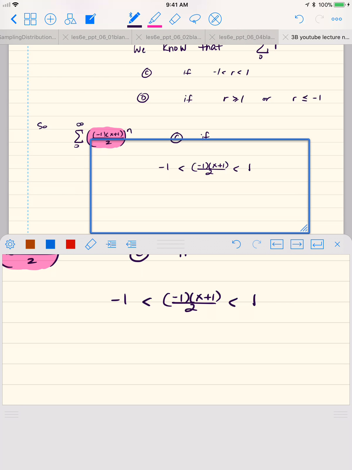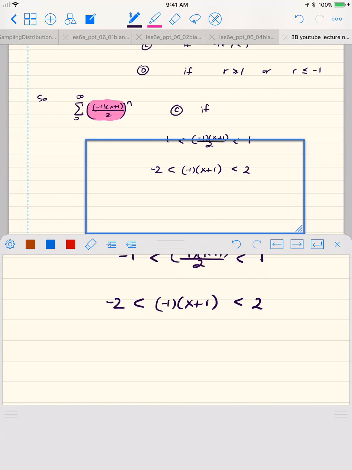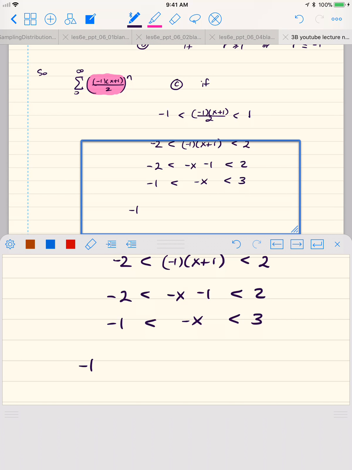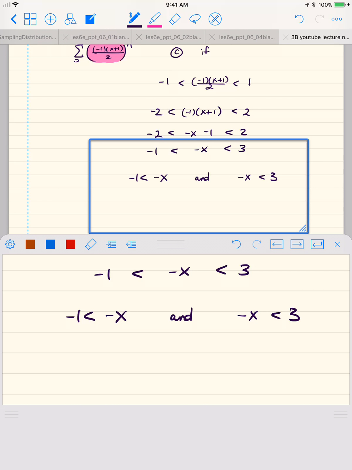So we'll multiply both sides by 2, right? So we'll have 2 less than -1 times (x plus 1), less than -2. And then we can multiply on the inside. We'll have -x minus 1, less than 2, less than -2. If I add 1, then I'll have 3, -x, -1. And now this splits up into -1 is less than -x and -x is less than 3.